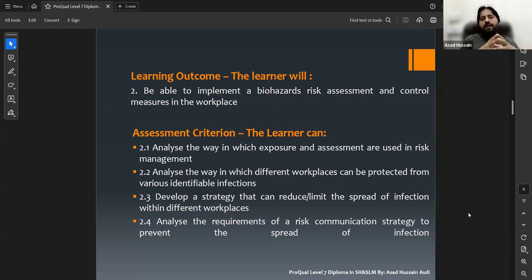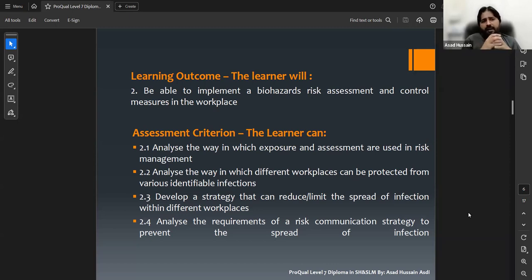You should provide different meetings in which you have discussed this point, confirming that you have discussed it, and that will be enough in support of this assessment criteria 2.3. Now, the last assessment criteria of this learning outcome is 2.4: Analyze the requirement of a risk communication strategy to prevent the spread of infection.